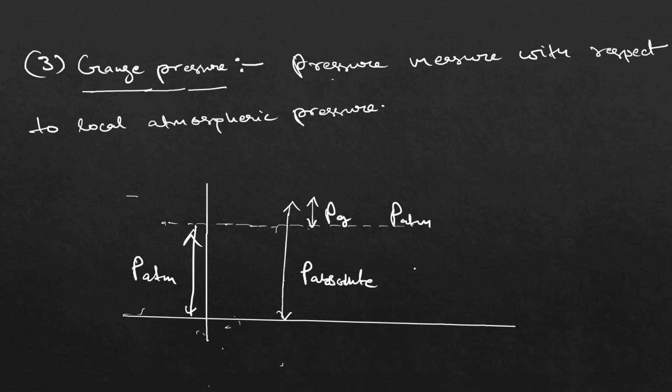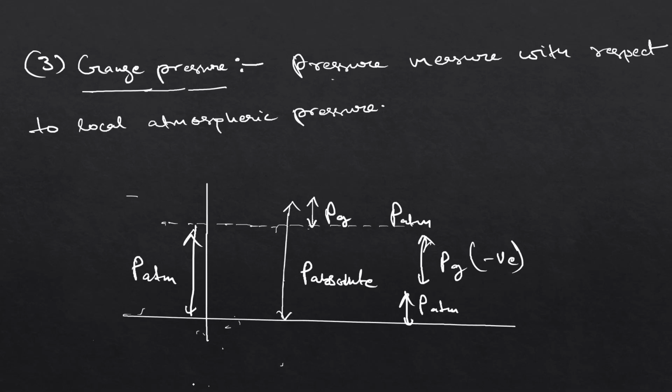Okay, this line also is the P atm line here, and this lower line is negative gauge pressure. Negative gauge pressure is also called vacuum pressure. A pressure of minus 50 kilopascal is equal to 50 kilopascal vacuum pressure.